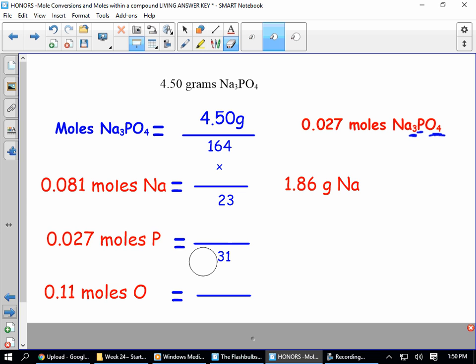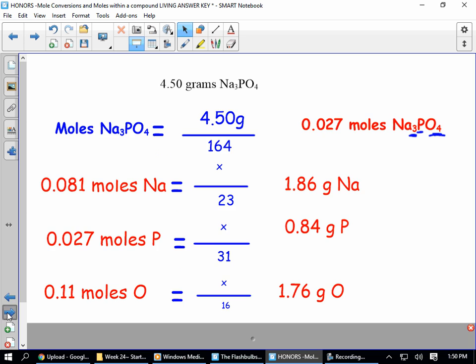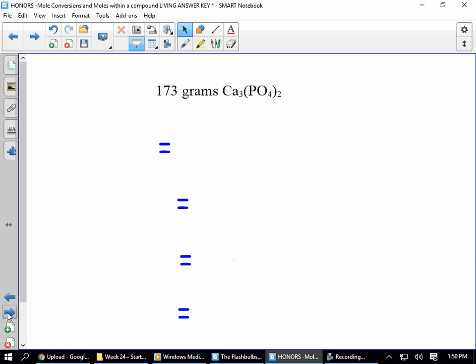Phosphorus formula weight is 31. Multiply those together and you get 0.84 grams. And then again, oxygens, you'll have it memorized by the end of the unit here. Oxygen is 16. You get 1.76 grams of oxygen. All right, I'd say pause the program again. See if you can't get this one.